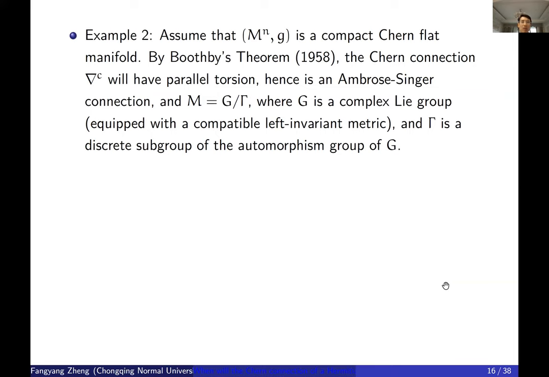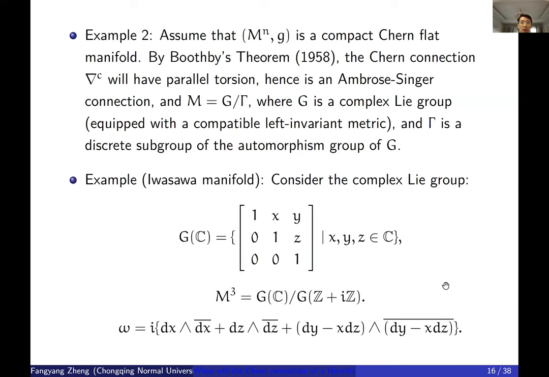And then there are also the Chern flat ones. Chern flat means a compact Hermitian manifold where the Chern curvature vanishes identically. Boothby's theorem says that compactness will force the flatness of the curvature to force the torsion to be parallel. Therefore, the universal cover is a complex Lie group. So the Chern flat ones are basically compact quotients of complex Lie groups. Here I give the simplest, lowest dimensional non-Kähler example. A complex torus, of course, is also an example, but we ignore the Kähler case. This is the Iwasawa manifold. I think everyone is familiar with it.